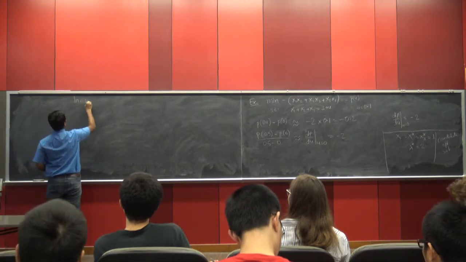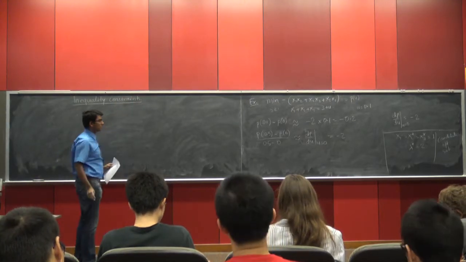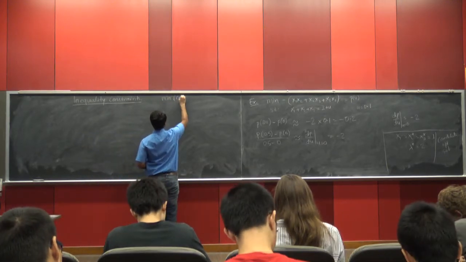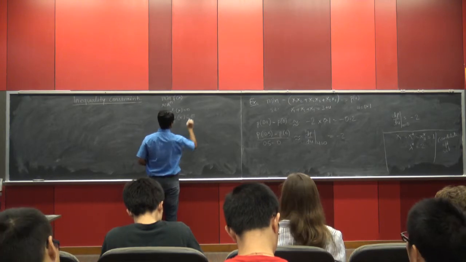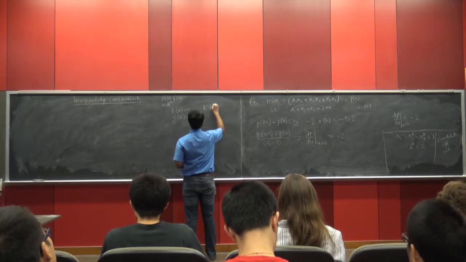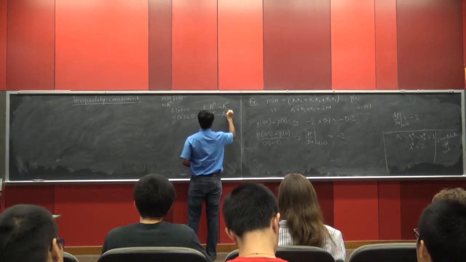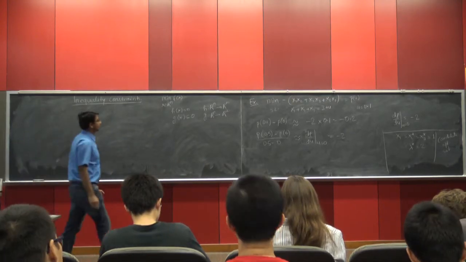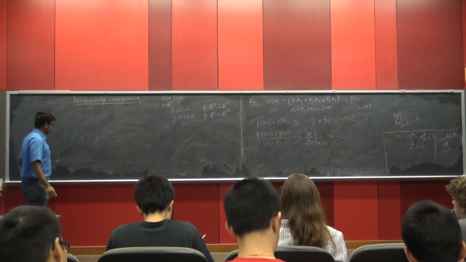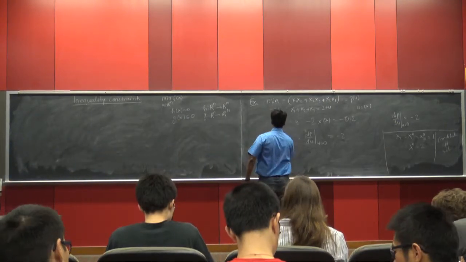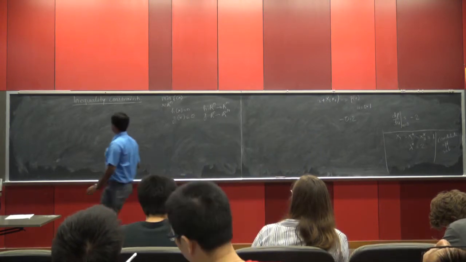So these are really helpful from an algorithmic perspective as well. The idea is I want to minimize f of x, x in R^n, such that h of x is equal to 0 and g of x is less than or equal to 0. h is a function from R^n to R^m, and g is a function from R^n to R^r.